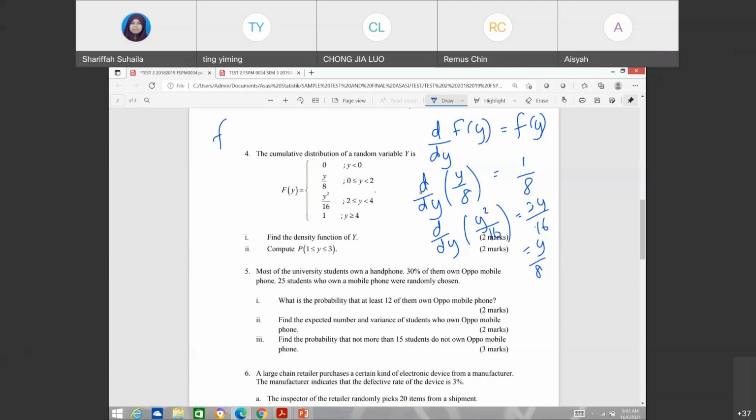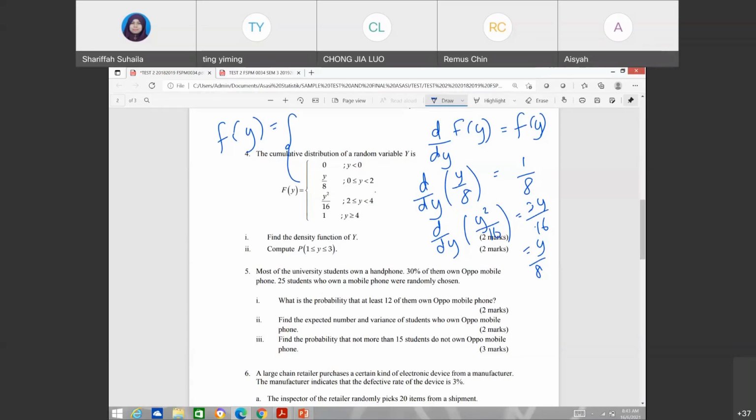Okay. What is your small fy? Okay, apa dalam bentuk function dia? Okay, so that's mean between 0 and 2, you get 1 over 8. Between 2 and 4, okay, you get y over 8. Otherwise, 0 je. Okay, so that is your density. So now you want to compute from 1 up to 3. Okay, from 1 up to 3.